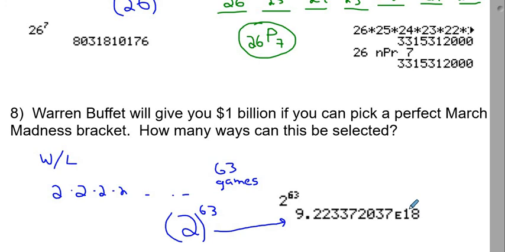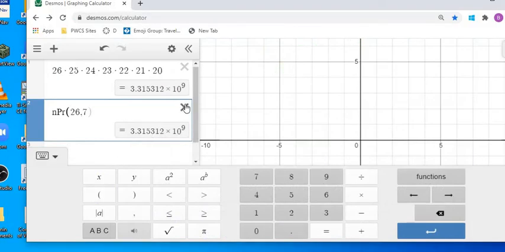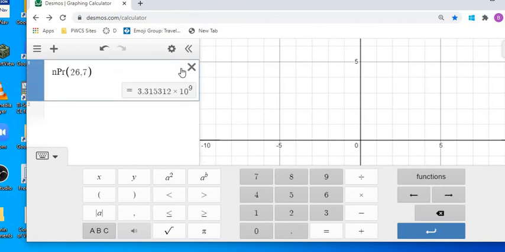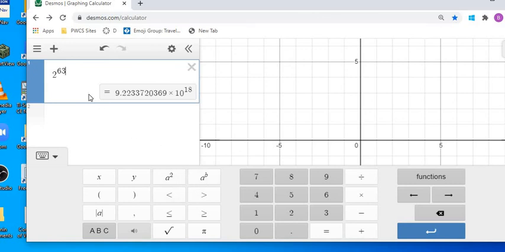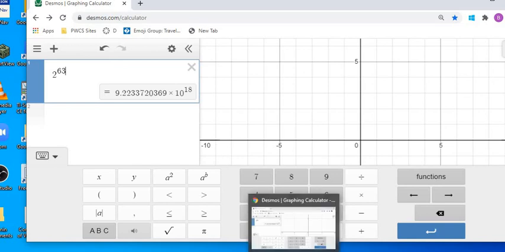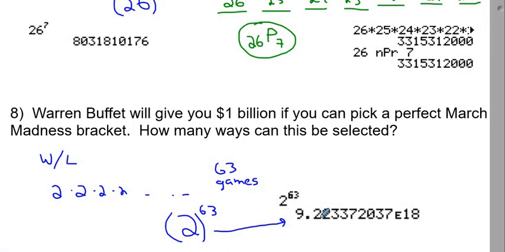It's to the 18th in scientific notation. Of course, Desmos does a little bit better job at using scientific notation, in my opinion. So 2 to the 63rd, remember, to put the 63rd in, you use the A to the B button, or the caret button. That's 9.23 times 10 to the 18th. That is an enormous, almost incomprehensible number. So that's how many possible outcomes there were. That's how many brackets there would be.